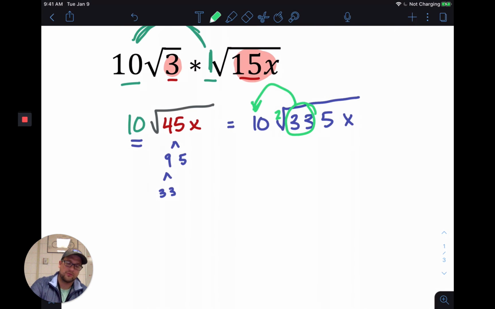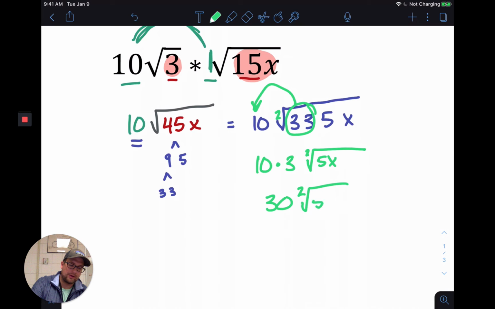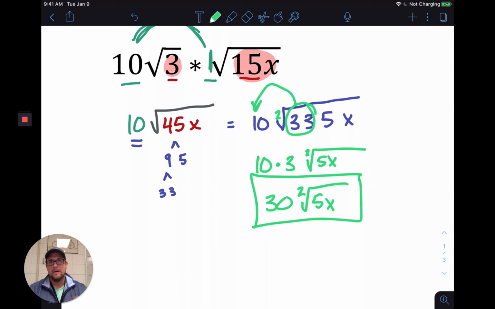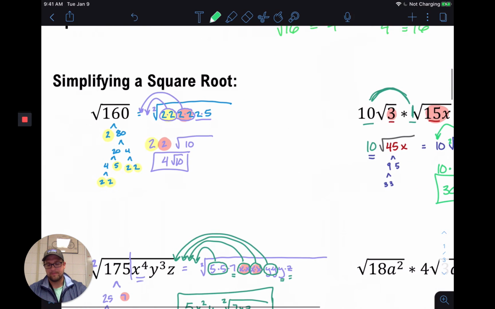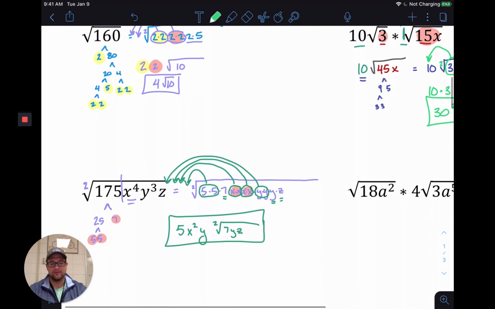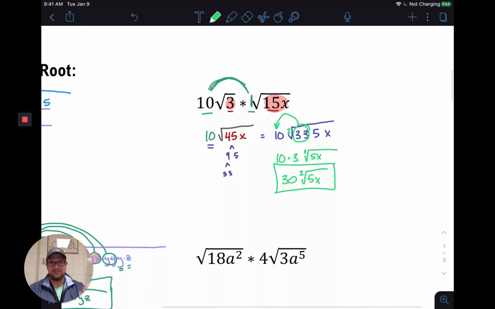So we can pull this 3 out. Now, that 3 is going to be multiplied by whatever number's on the outside. 10 times 3 is 30, so we get 30 square roots of 5x. And we're done. So we started out by simplifying. We practiced doing that with variables. And now we are going to kind of start building upon that.